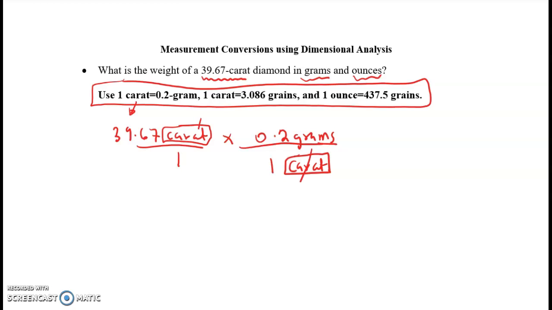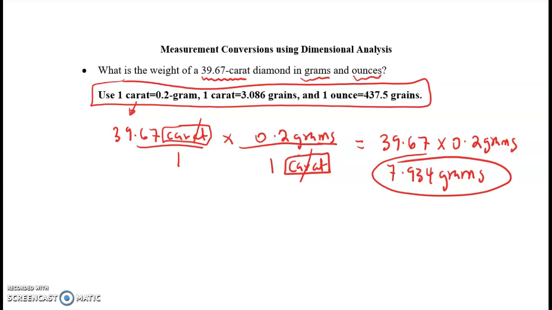Now go ahead and cancel the carat. Now you have your desired unit at the top. We're going to go ahead and multiply 39.67 by 0.2 grams. If you type this into your calculator, 39.67 times 0.2, that gives you 7.934, and the unit is grams.